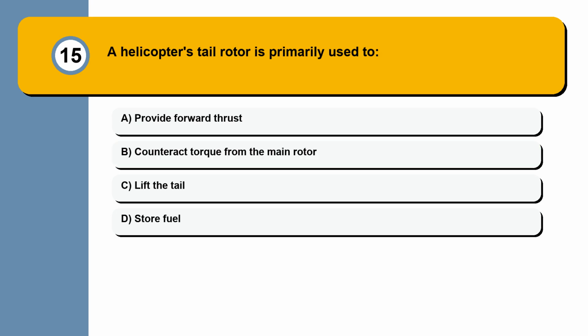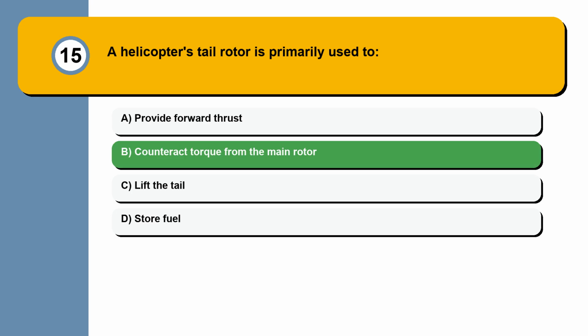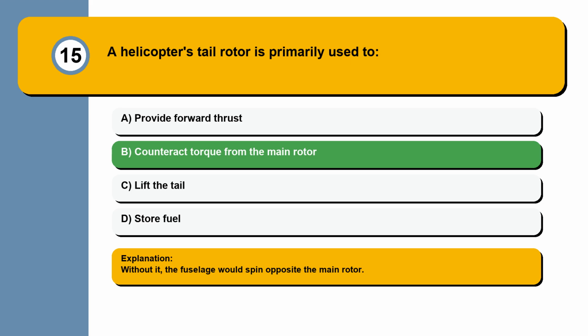Question 15. A helicopter's tail rotor is primarily used to provide forward thrust, counteract torque from the main rotor, lift the tail, store fuel. Without it, the fuselage would spin opposite the main rotor.